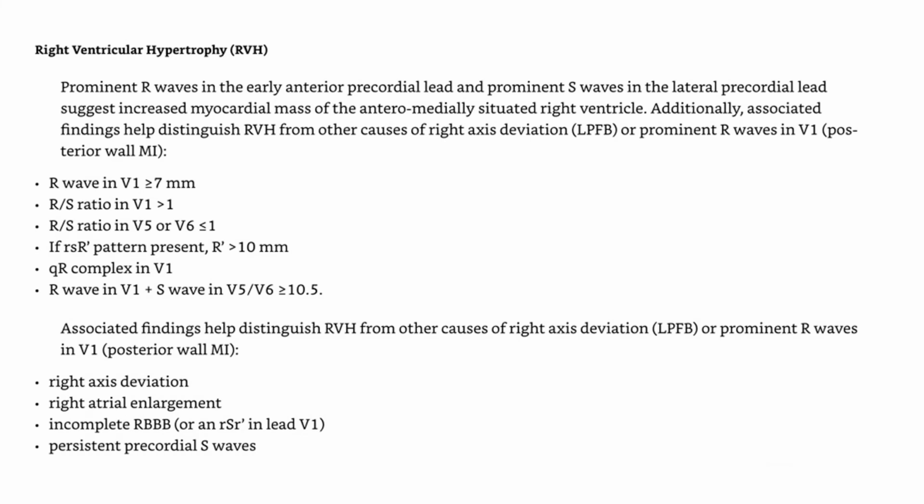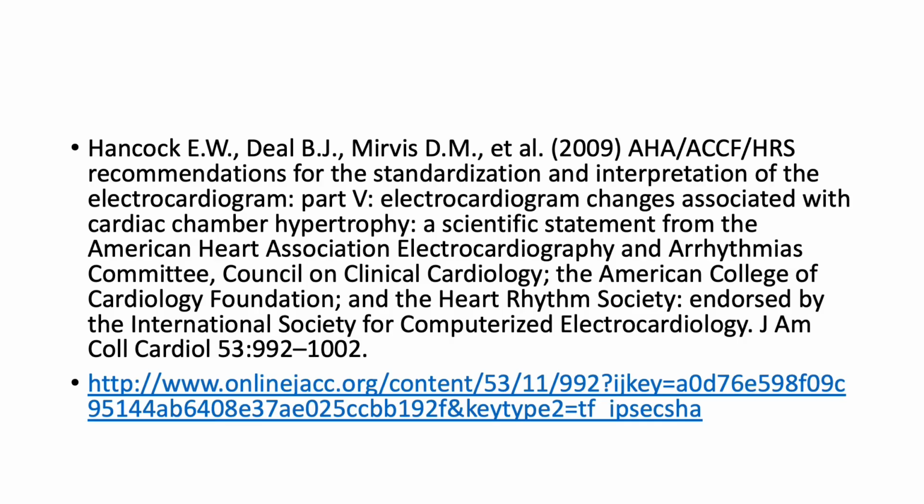Associated findings help to distinguish RVH from other causes of right axis deviation, and these include right atrial enlargement, incomplete right bundle branch block, or an RSR prime in lead V1, and persistent precordial S waves.